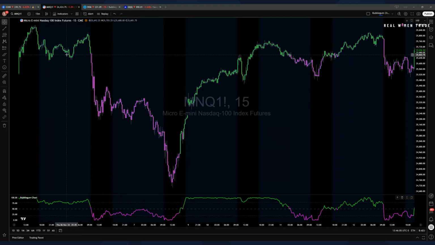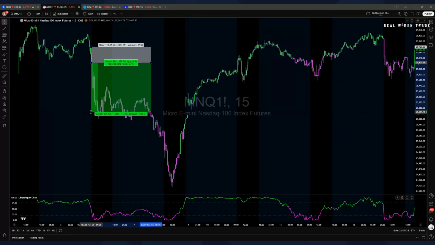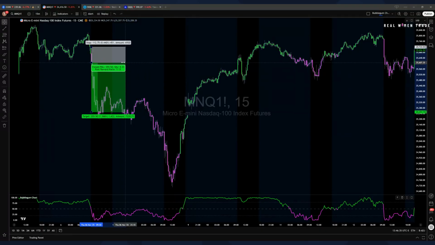We see our first pink candle is right here. So we look down at the bubble flow. It has crossed the 50, and it looks like it's continuing to go down. So you would take a short at the close of the candle. If you wanted a tighter stop, put it maybe above the candle before it. And this got down to a 3-to-1. So you could have taken that trade.